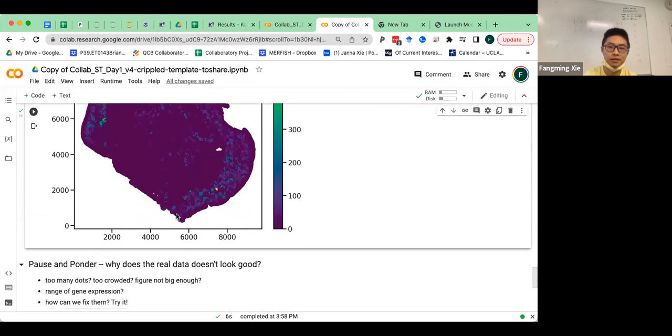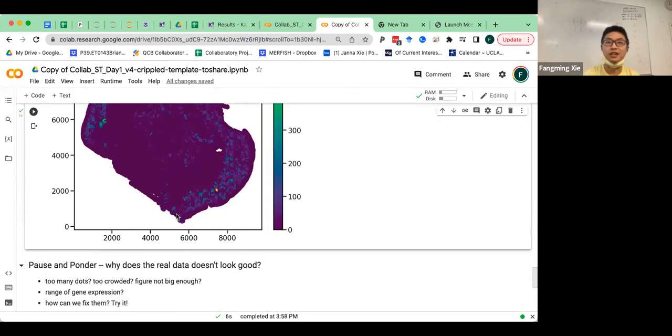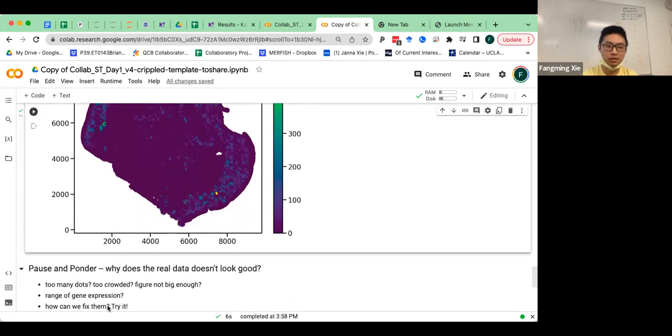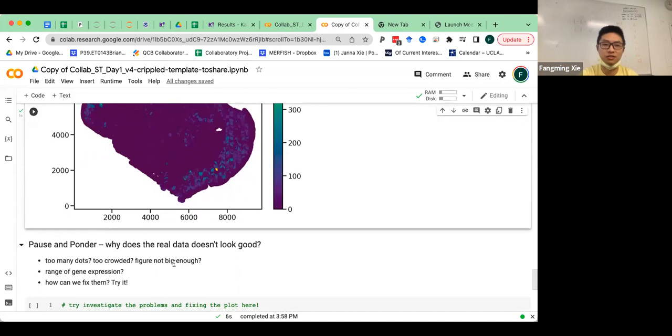Go ahead. So I have a guess. Is the marker size too big? Right. Marker size too big is a problem because you have so many cells here. That's one problem. So too many dots, too crowded, or the figure is not big enough. You can either increase or decrease the figure size.